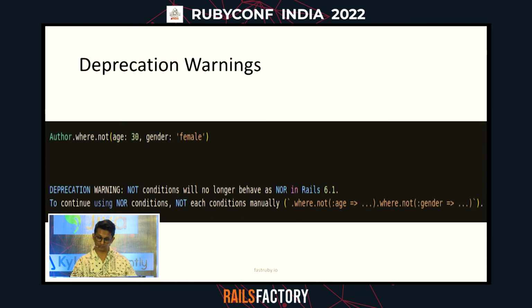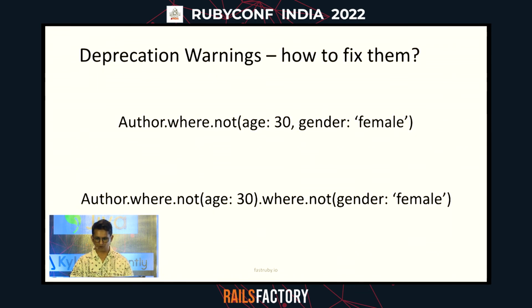So all I have to do, the deprecation warning tells you how to fix them, and it's usually simple. All I have to do is change my code from the first line to the second line, and the behavior remains the same. As simple as that. It's just that we are too lazy. We keep observing the deprecation warning, and they're warnings, they're not errors, so we ignore them.